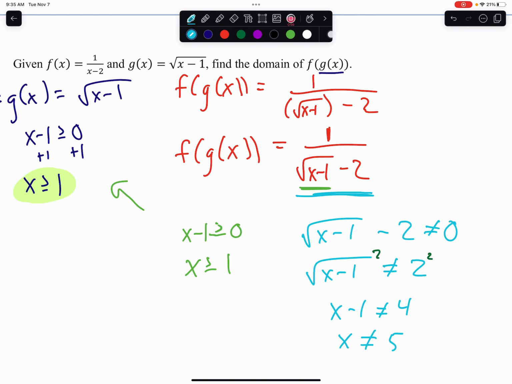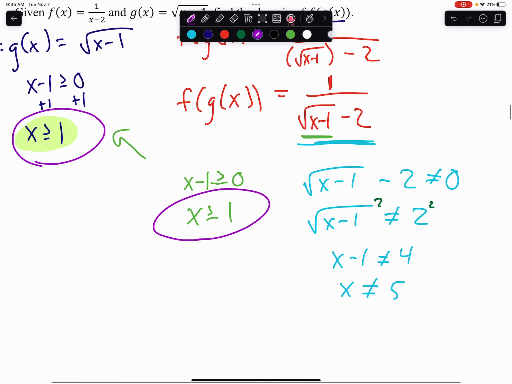So in this case, we have to look at multiple restrictions or limitations on our domain. Here, it doesn't matter which one you look at, we have x has to be greater than or equal to 1 from g of x, but also when we plug it in. Either of those are fine to look at. It's the same thing. And also x cannot equal 5.